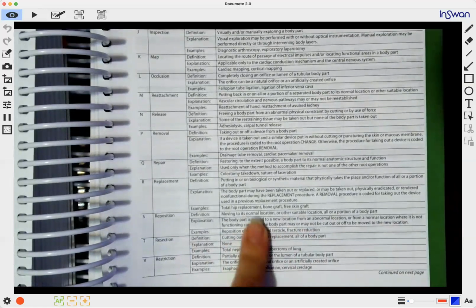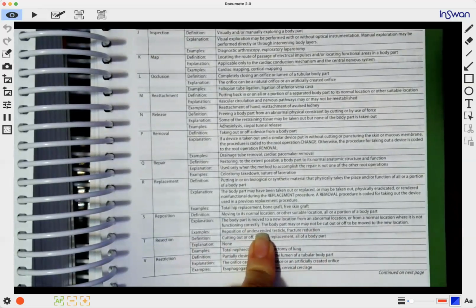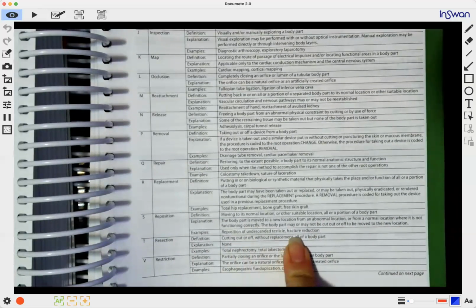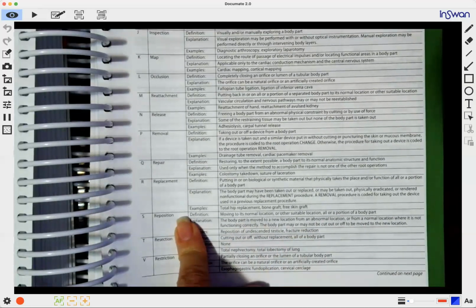So they're too high, they have to bring them to the correct location. That would be a reposition. If they have to reduce a fracture, a fracture reduction is a reposition.